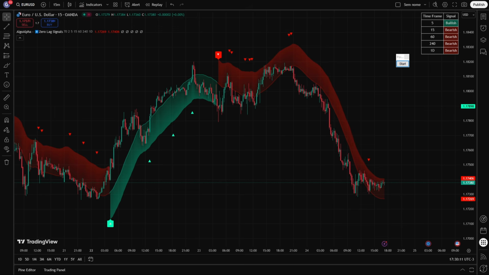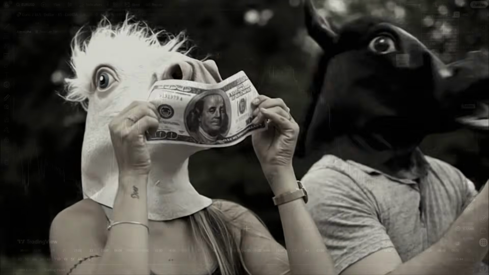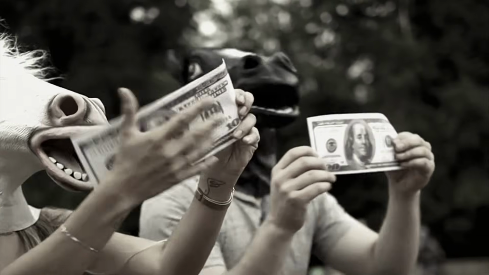The indicator also shows the trend in 5 extra time frames: 5 minutes, 15 minutes, 1 hour, 4 hours, and daily, so you only trade when they all confirm the same trend direction. And of course, by now you're eager to find out what strategy I mentioned we can utilize with it.